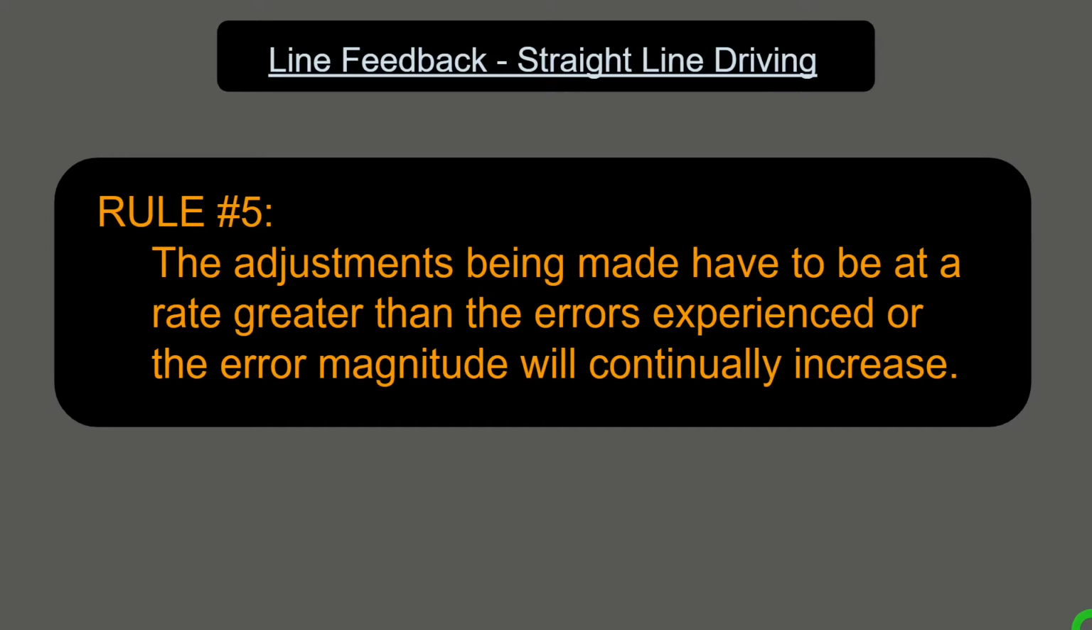Rule number 5, the adjustments being made have to be at a rate greater than the errors experienced, or the error magnitude will continually increase. Now, in the case of what we're doing, you're going to see that our error rate value is extremely high compared to the feed rate or the velocity in inches per second. We'll learn more about that in code.